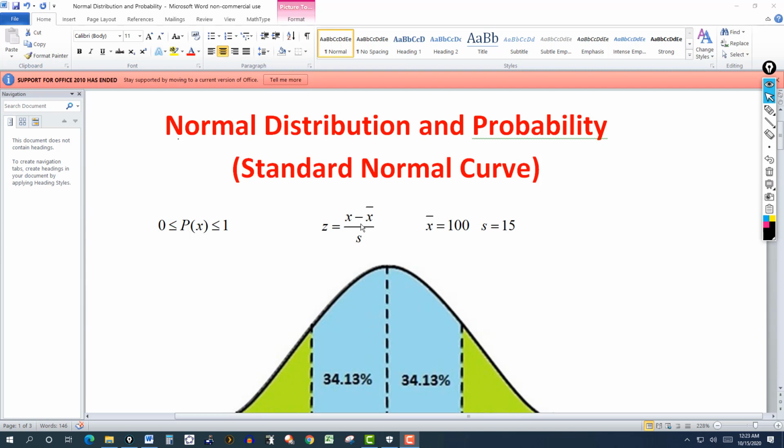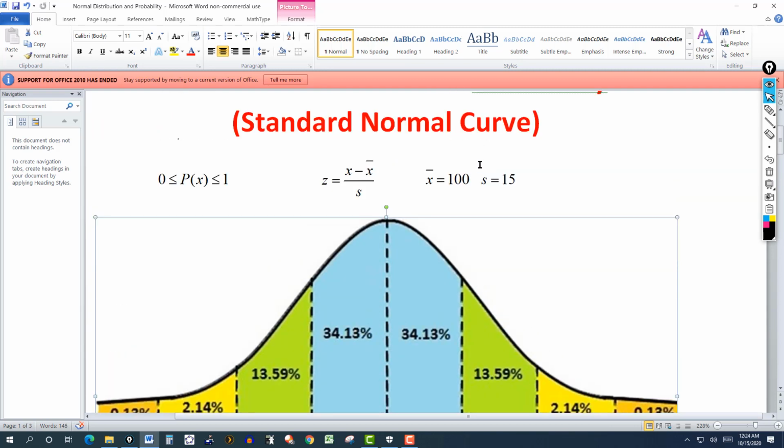mean. In this example, I'm going to say that the mean, which is denoted by x bar, is 100. The standard deviation is 15. So if I take a data value, subtract the mean, and then divide by the standard deviation, it tells me how far that data value is from the mean in terms of standard deviations. If this comes out to be a positive number, then the z-value is above the mean. If it comes out negative, then it's below the mean.